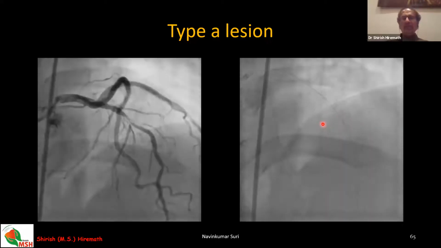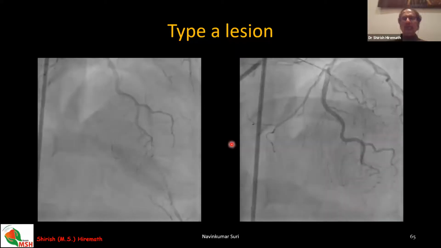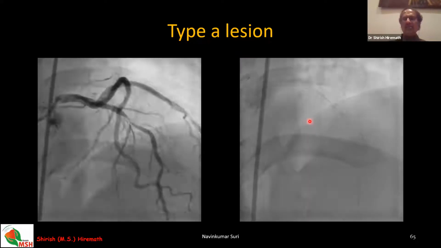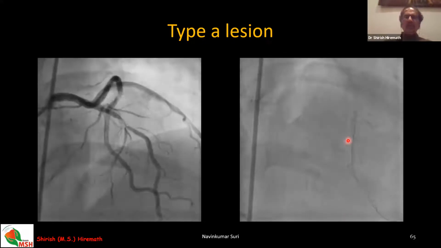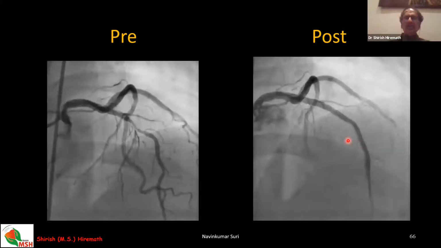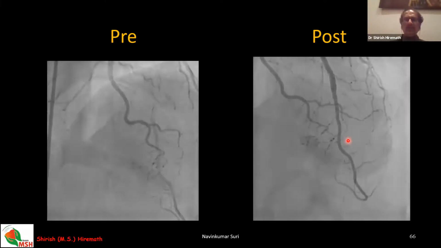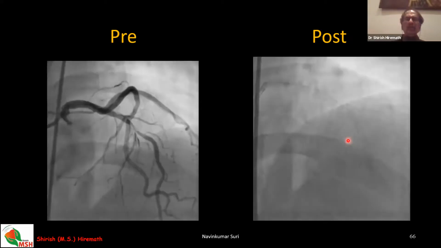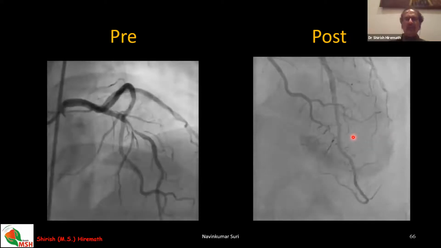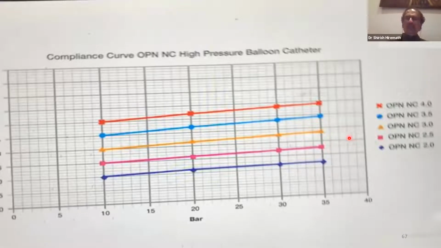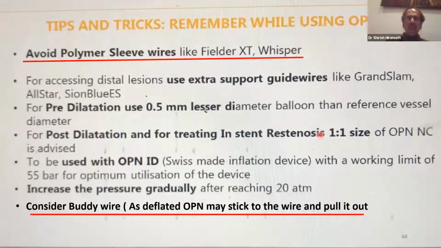Now you see a very tight lesion at this point. You have a dissection. The dissection actually spreads for a long length distally. So under these kind of settings, the rota becomes a relative contraindication. So we can use an OPN NC balloon. We covered the entire length with the stent and came out with good results. So the OPN NC balloon hardly grows even when you go to high pressures like 35 and 40, while the conventional balloons can continue to grow.